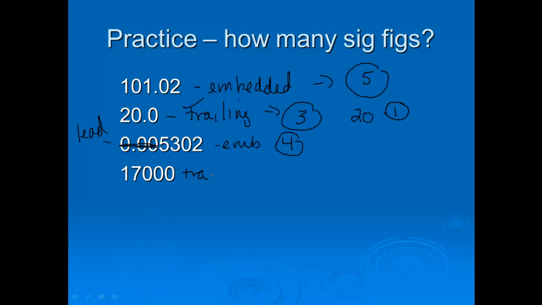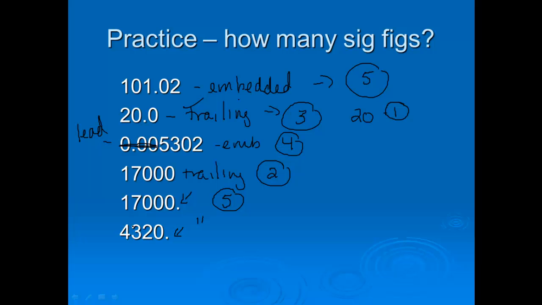Here we have 17,000 trailing, meaning at the end. First off, no decimal places. So the way this is written is 2. If I put this decimal place right here, it's still trailing. They now do count. 1, 2, 3, 4, 5. And I'll explain a little bit more about what it means to count or not count and why that's important.